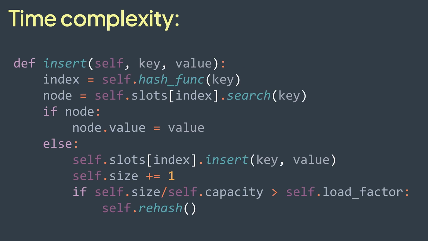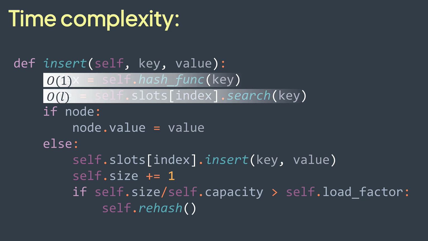Now for insertion, we have hashing, which costs O of 1 time. Then searching for a node with a given key in the linked list of that spot. The time required for this action depends on the number of elements in that linked list, because we will perform a linear search. And this is why collisions affect the performance of our hash table. The more collisions we have, the more nodes we have to traverse when searching for the node. Let's put O of L for now for searching the node. L represents the length of the linked list.